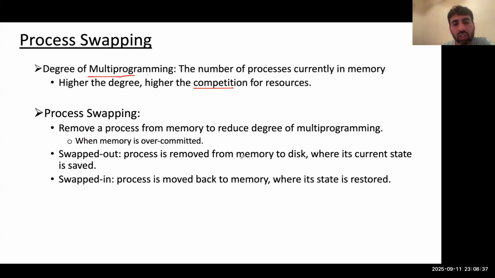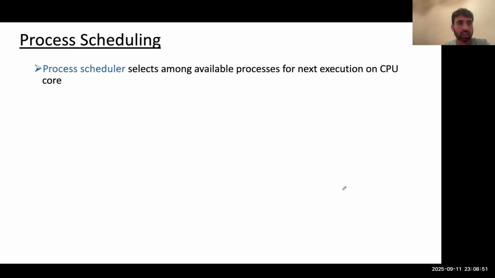So swapping out is just moving your process from memory to the disk and then storing its current state in the disk. And swapping in is when you move that process back into the memory and you restore its state from the disk. Okay, process scheduling.